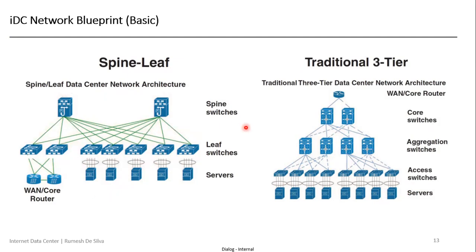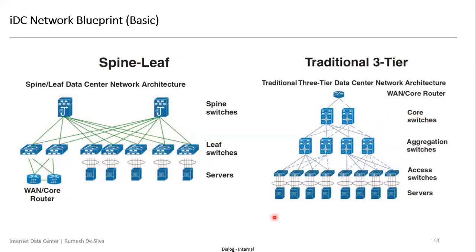So why do we need a spine leaf architecture rather than the three-tier architecture? Why do we need it? Do you have any idea? Please leave your suggestions and knowledge in the comment section. It will be really helpful to me and others to learn, as knowledge sharing.